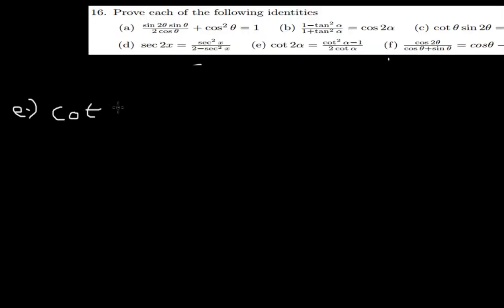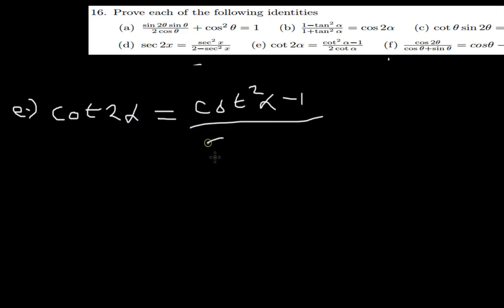E is cot. I want us to prove that cot 2 alpha is equal to cot squared alpha minus 1, then everything over 2 cot alpha.